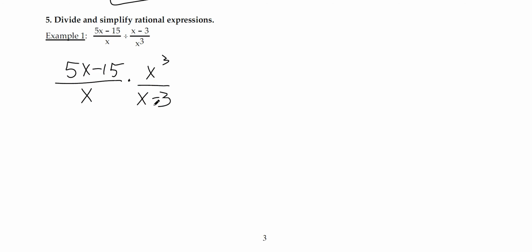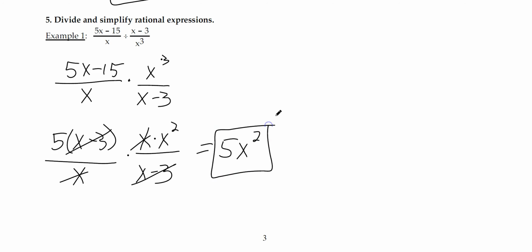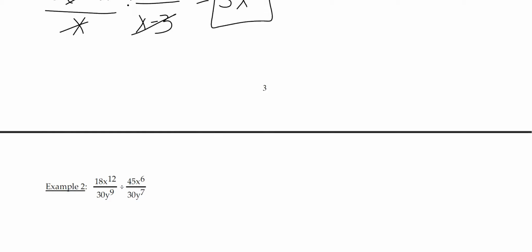Okay, now factor. Greatest common factor of 5. And the x, I'm going to rewrite this x cubed as x and x squared. And my x minus 3. There's a factor of 1, and there's a factor of 1, leaving us 5x squared. Excellent. So when you have a division sign, just invert and multiply. Next example.